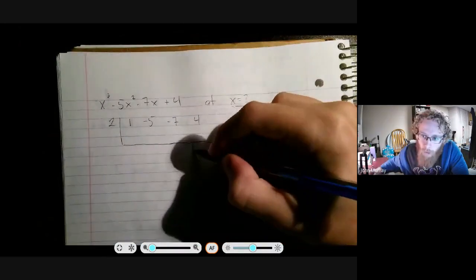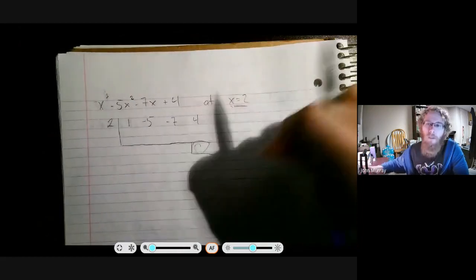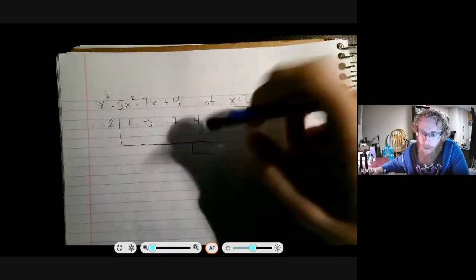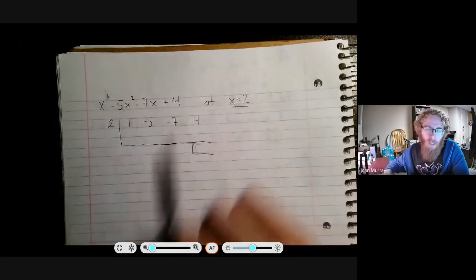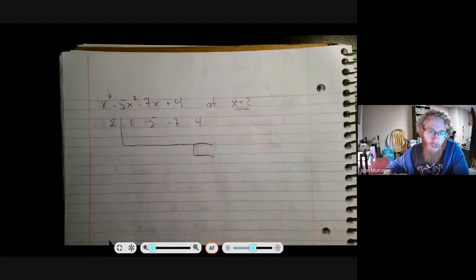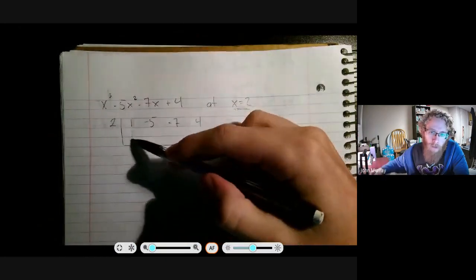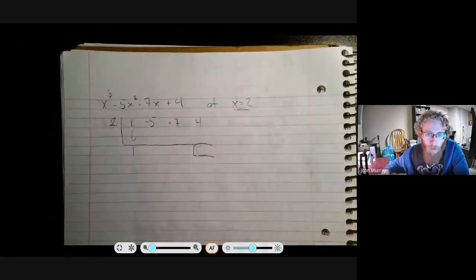Okay, and again, we're just worried about our remainder. Whatever happens in that last spot, that last numerical spot, and we could really care less about what's going on in here. So synthetic division, we bring down the 1.